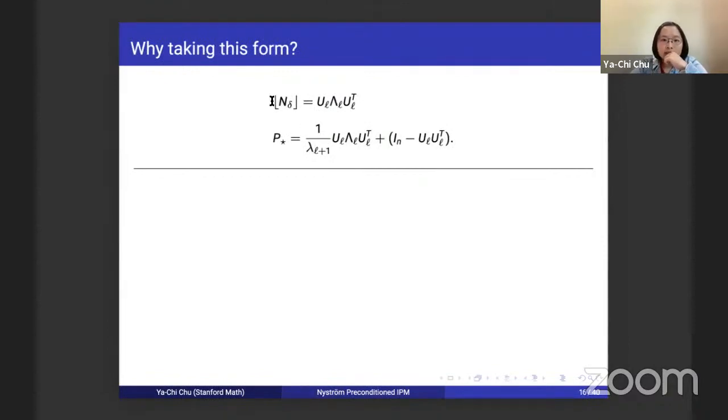So this is our best low-rank approximation, and this is the preconditioner we take. It can be understood by separating it into two terms. The first one describes the action onto the subspace spanned by U_L. Remember that U is the first L eigenvectors, so it's a subspace spanned by the first L eigenvectors.